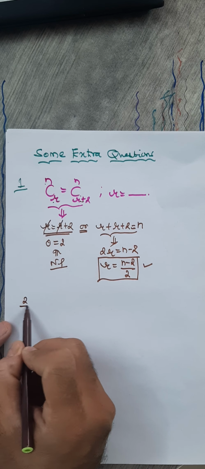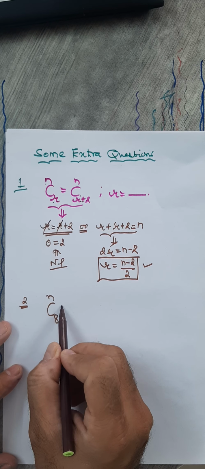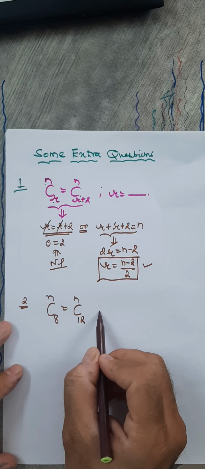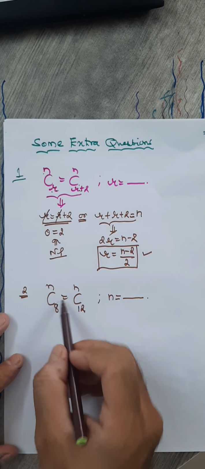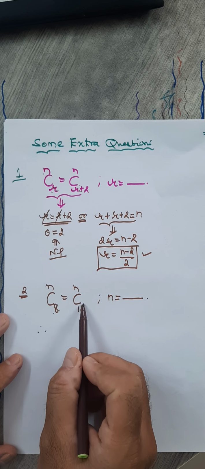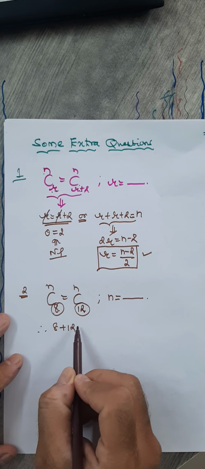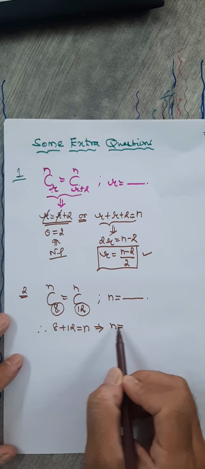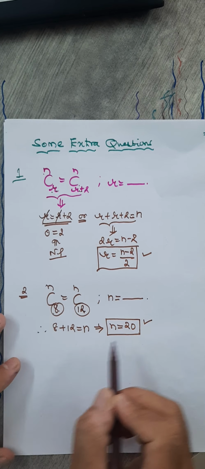Next question. You are given nC8 equals nC12, and the question is to get n. Like the previous question, either these two are equal, but you know that these two are not equal. So the sum of these two, 8 plus 12, must be the above number, that is n. So it implies n equals 20. That's your answer. Fine.